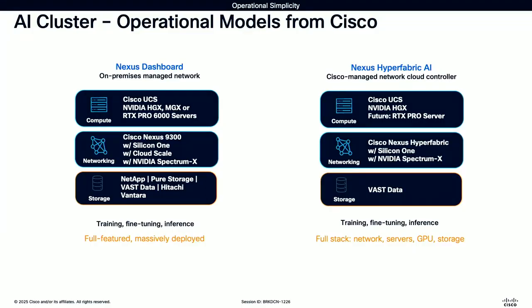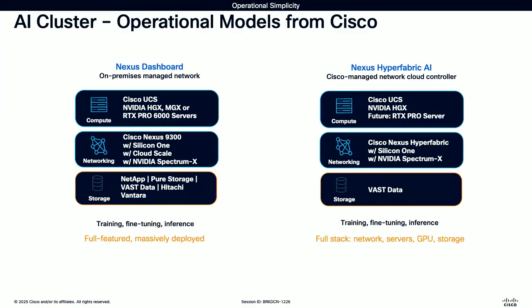There's an extension of HyperFabric called HyperFabric for AI. What HyperFabric for AI does is provide a prescriptive full-stack solution that includes network, servers, and storage. Storage today comes from VAST Data, but in future, we may extend to other offerings too. So if you want an easy button, if you're building it for the very first time, I would go with HyperFabric for AI. But if you know exactly what you want, and you say, I don't want that specific piece, then sure, go with Nexus Dashboard and pick whatever you want.